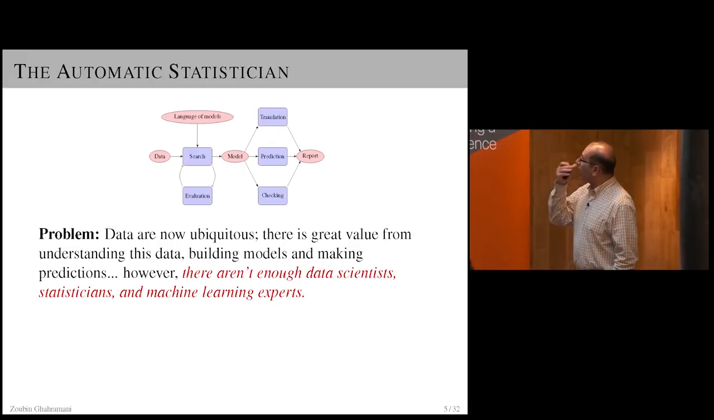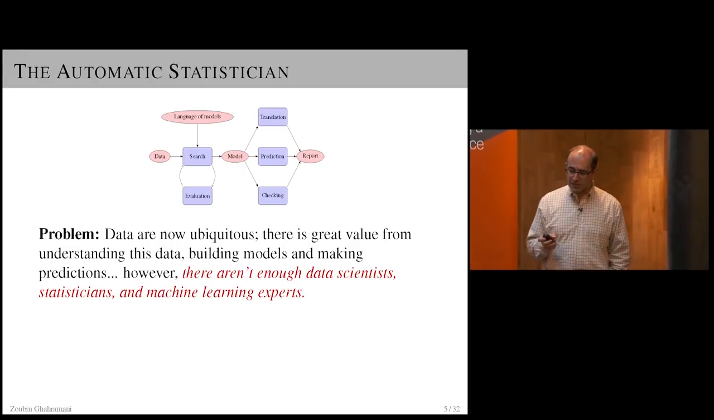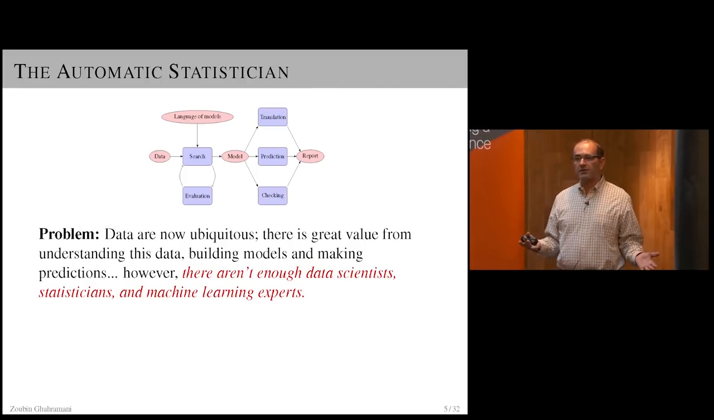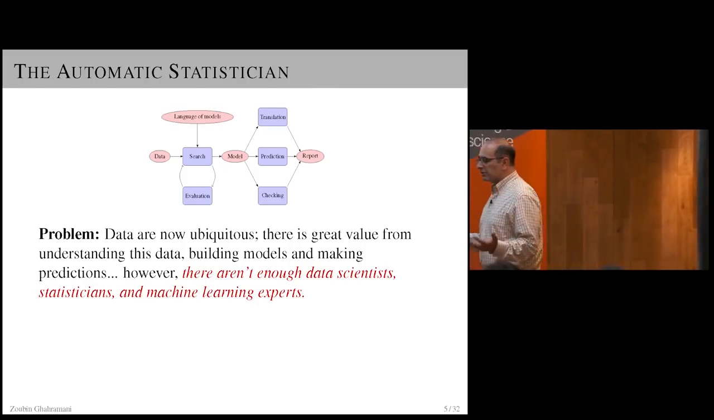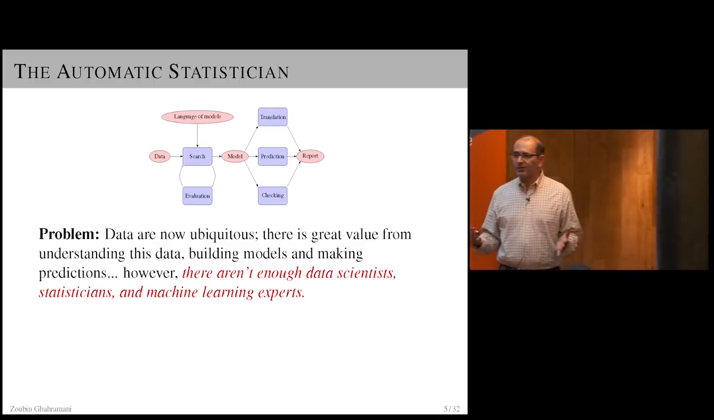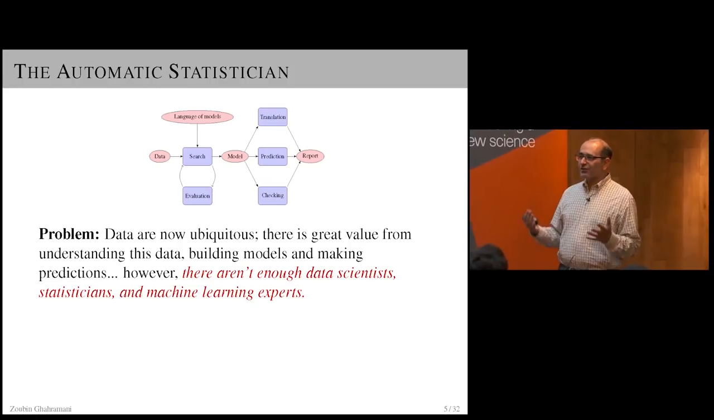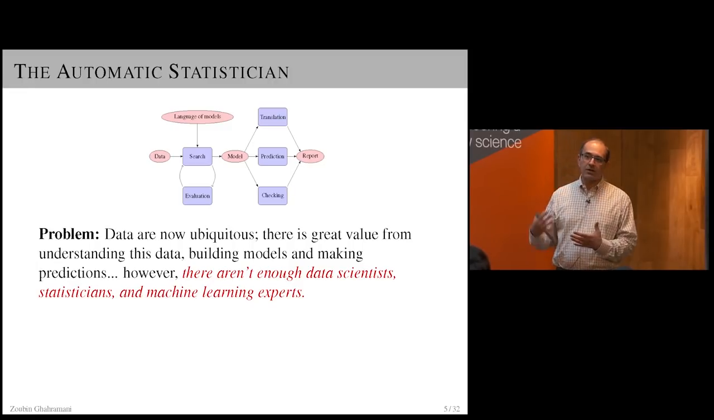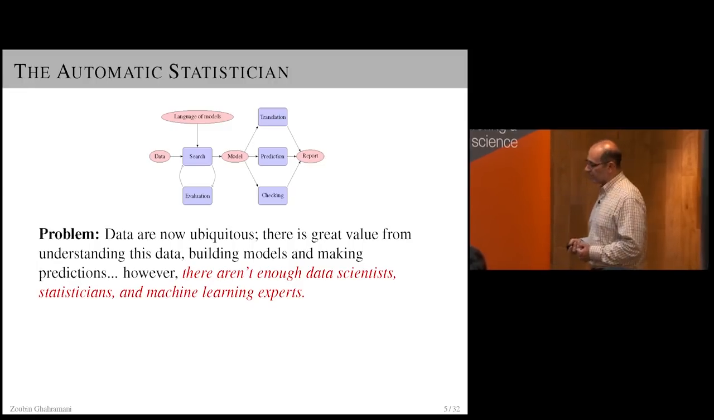Okay, so what's the problem that the automatic statistician is trying to solve? The problem at a very basic level is that we've got lots of data. There's a lot of value in that data, and we'd really love to be able to extract that value. But we can't afford, even if we're a hedge fund, to hire enough data scientists to get all that value out. And actually, there are not enough data scientists, machine learning researchers, and so on out there to meet the demand that all of the data is presenting.